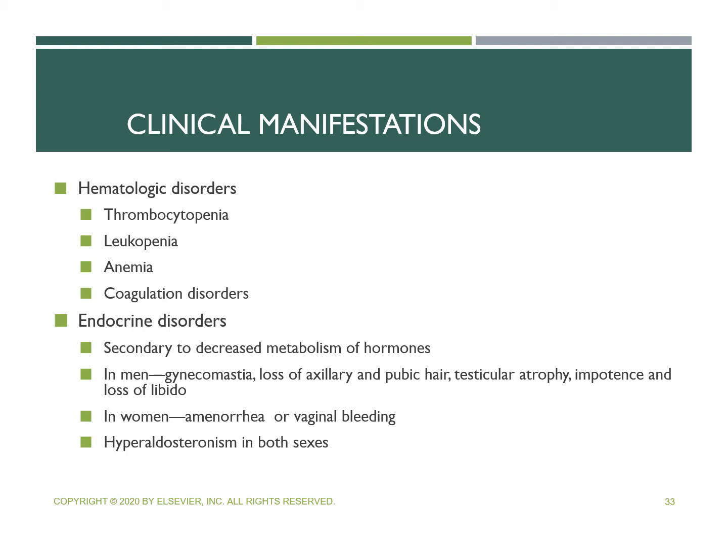You also have to be on the lookout for endocrine disorders, and this is secondary to decreased metabolism of hormones. In men, there could be gynecomastia, loss of axillary or pubic hair, testicular atrophy, impotence, or loss of libido. And in women, you could have amenorrhea or vaginal bleeding. And you could have hyperaldosteronism in both sexes. And this is due to the liver failing to metabolize aldosterone.